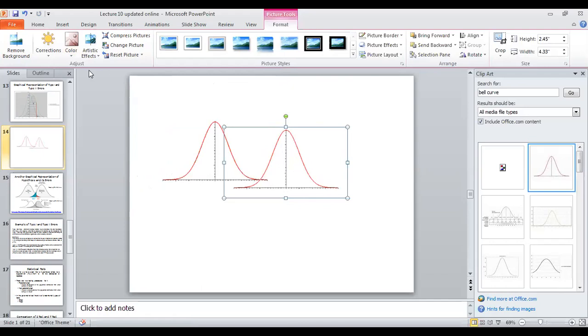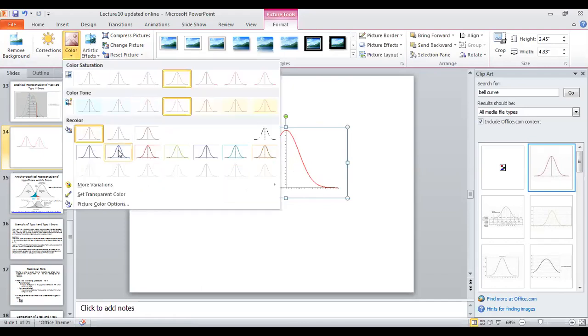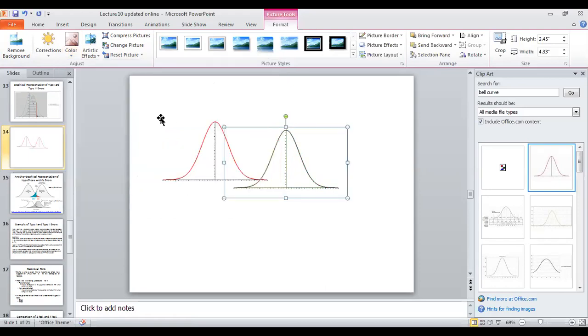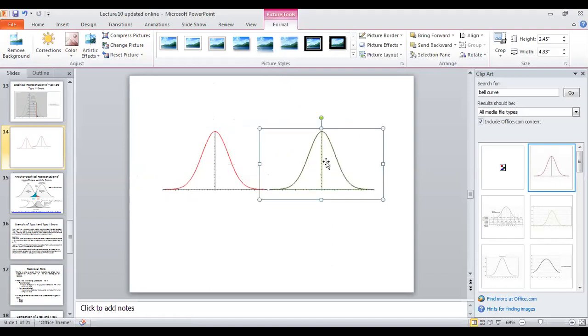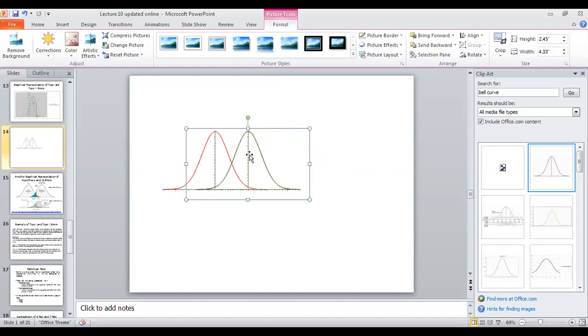And now let's change the color of it as well so that it becomes different from the first one. Yes, now there's a marked difference between the two. Okay, so let's assume this red one is the normal distribution for the null hypothesis, and this black one is the normal distribution for the alternate hypothesis. Okay, and let's slide this a little bit over here. So this is the situation that we were talking about.